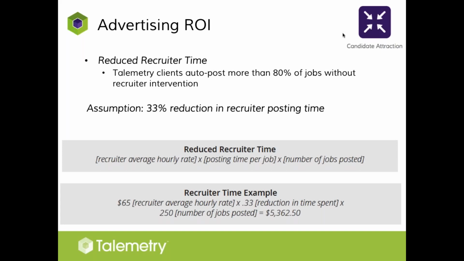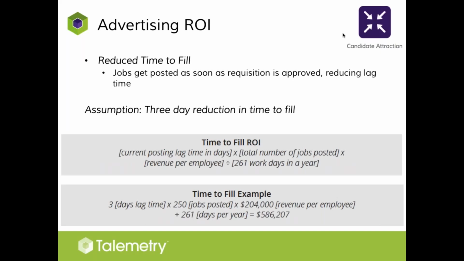So if a recruiter's making an average of $65 an hour, a 33% reduction in the time they spend posting a job basically saves $5,300 per year for that specific recruiter, right? So it's going to help you just kind of validate that team efficiency.